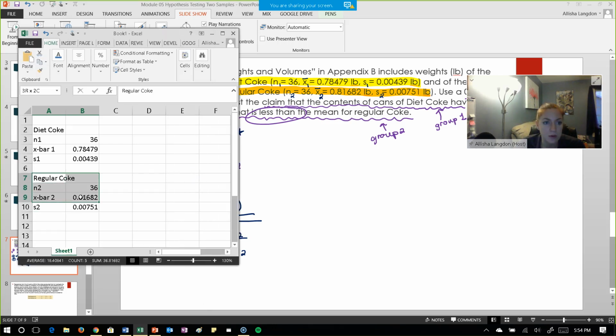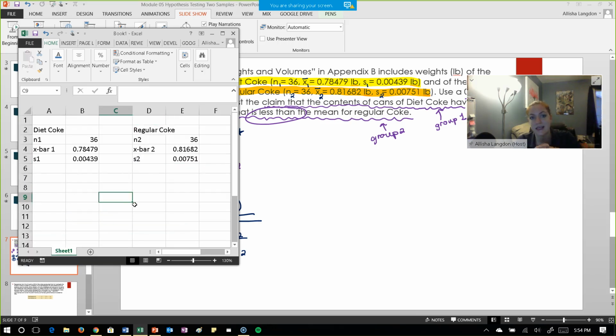You could also, if you wanted to, put that over here. Oops. So that you have them all on the same level, if that helps. You don't have to, and then you can do your calculations down below. So we need to calculate our test statistic first.